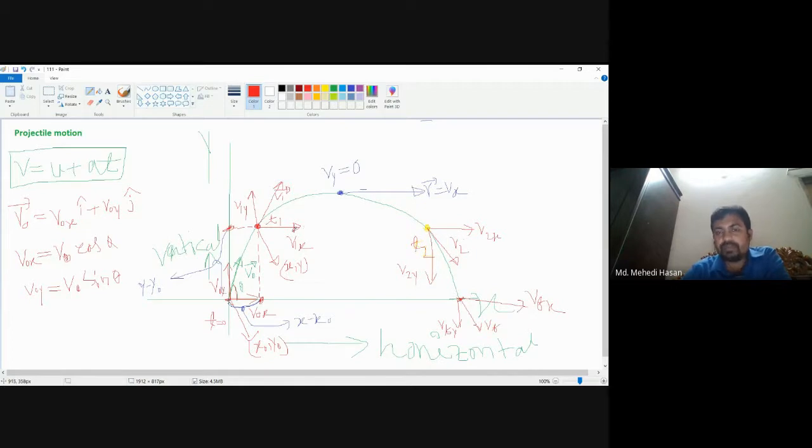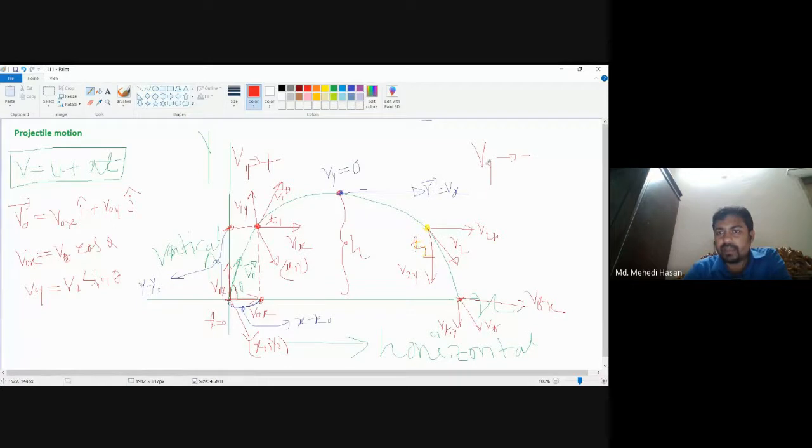The sign of the x component is always positive, but the sign of the y component of the velocity is changing. Before the highest point, the y component of the velocity is positive, so the sign of vy is positive, and at the highest point it is zero. After the highest point, the y component of the velocity is negative.